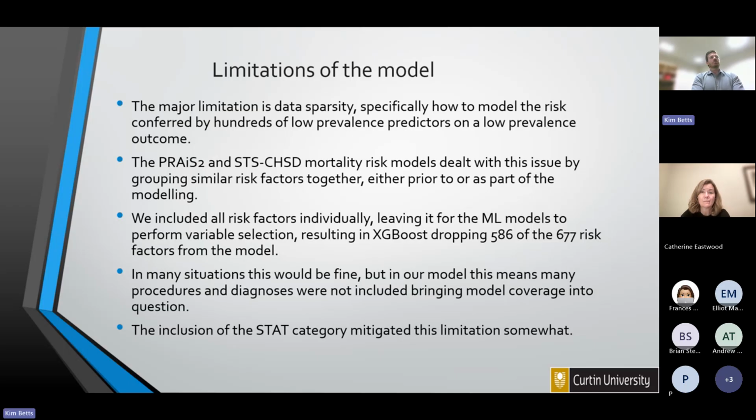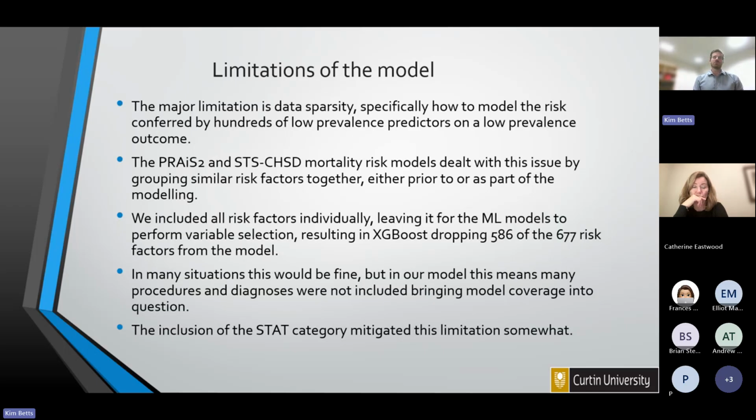Okay, so the PRAISE-2 and the STS-CHSD mortality risk models dealt with this issue by grouping similar risk factors together. And so there's that familiar grouping versus splitting dilemma, which pops up everywhere in statistics. We included all risk factors individually and left it for the machine learning model to perform variable selection, which XGBoost is good at doing. The problem was that 586 of the 677 risk factors were actually dropped from the model.